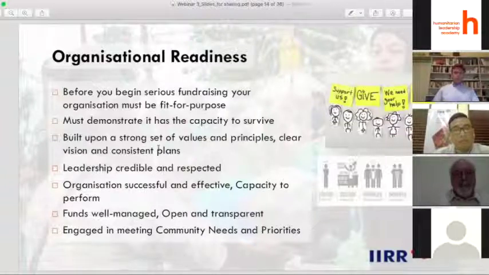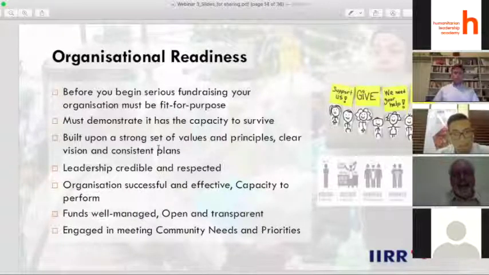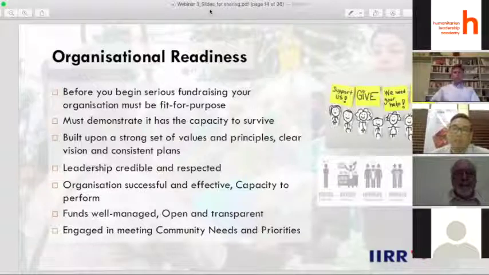I would also say that a part of organizational readiness is to be able to demonstrate that you have the capacity to survive as an organization. People will be reticent to invest resources in an organization that may not be around next month or next quarter or next year. So organizational strength in terms of your board or your governance or your management or your continuity of staff, having systems in place which you use. These are all a part of demonstrating to the public at large and potential donors that you have the capacity to survive.